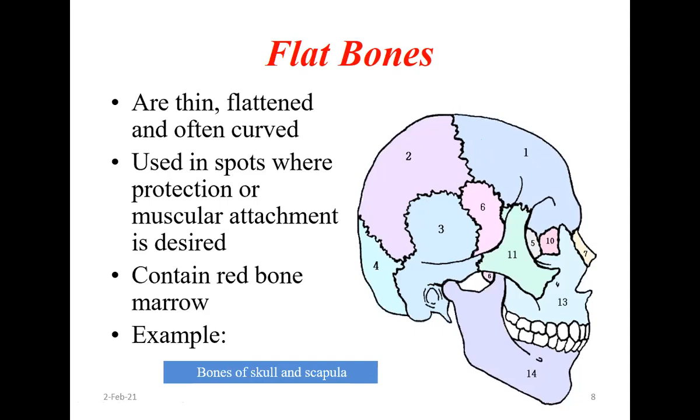So flat bones are especially present in the skull, where they will protect as well as give attachment to the muscles. So these contain red bone marrow. This is the site where the red marrow is present for a long duration, most of the years of life. It will be present in all these flat bones. Example is bones of the skull, as you can see here, as well as scapula. Scapula is the bone of the back attached to the upper limb. We'll see that later. So these are the best examples for the flat bone.